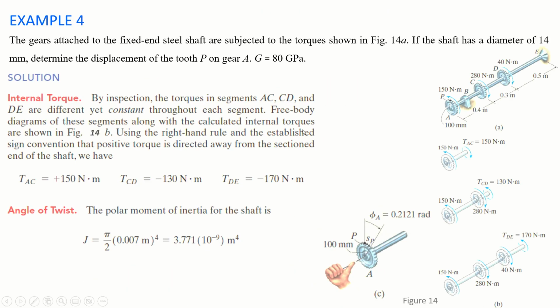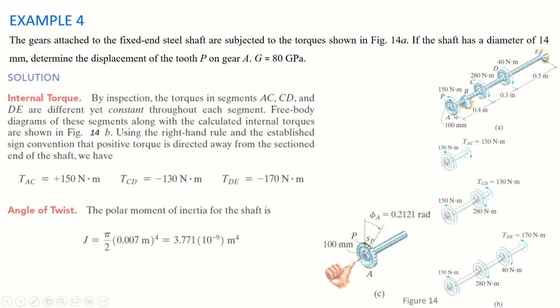Now example 4 says that please first consider this figure. There are different gears attached to this shaft. At point A is a gear, C is a gear, D is a gear, right? And E is the support, B is also a sort of support. The lengths are given as 0.4, 0.3 and 0.5 meters. The gears attached to a fixed end steel shaft are subjected to torques 150, 280, 40. This one is anti-clockwise, both of the others are clockwise. If the shaft has a diameter of 14 millimeter, determine the displacement of tooth P.